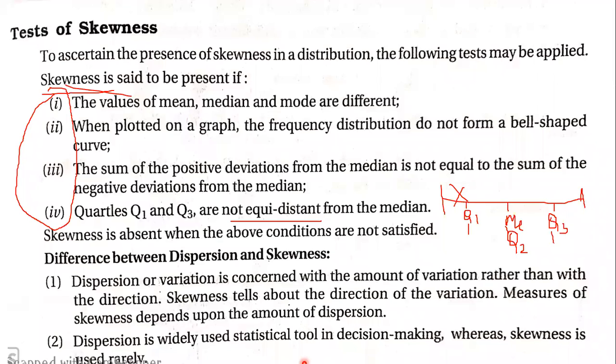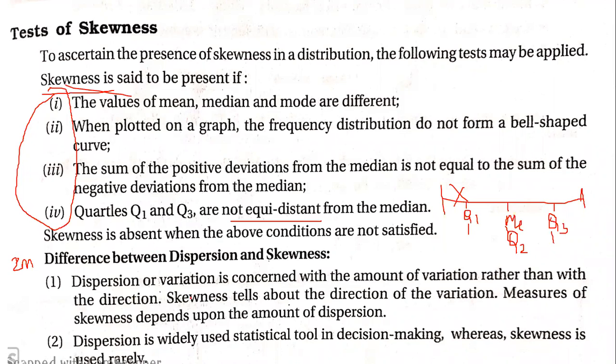Okay, now let us understand what is the difference between dispersion and skewness. You can expect this for a 2 marks question. Difference between dispersion and skewness. They can ask 2 marks because it's just only 2 points and they're very easy to understand. Let's just see what the differences are.